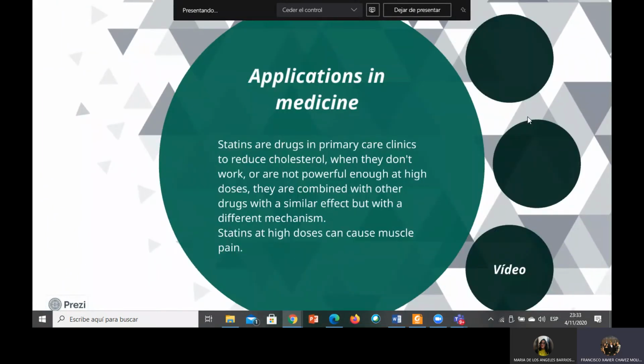Applications in medicine. Statins are drugs used in primary care clinics to reduce cholesterol. When they don't work or are not powerful enough at high doses, they are combined with other drugs with a similar effect but with a different mechanism. Statins at high doses can cause muscle pain.